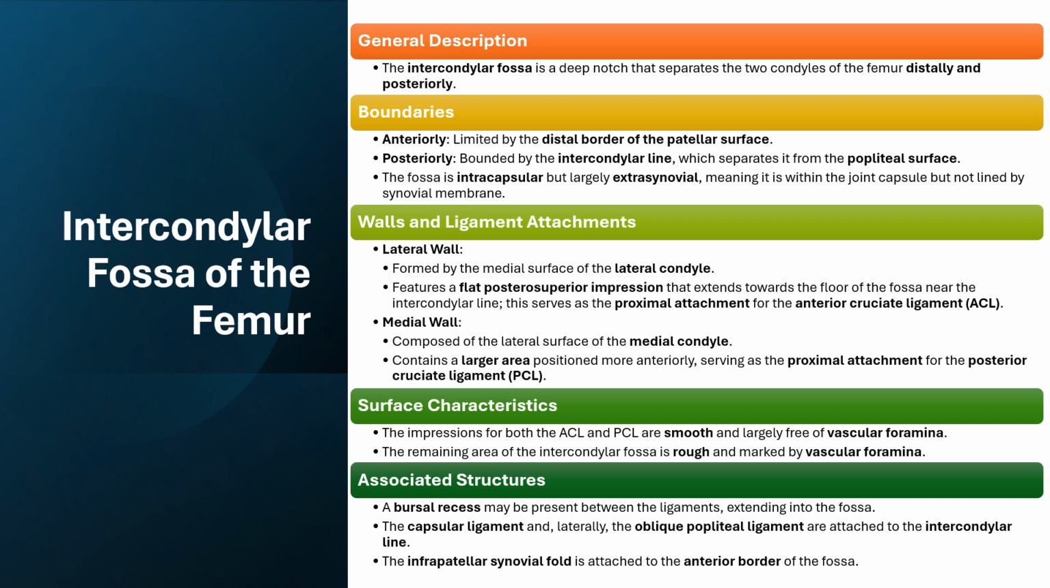Associated structures: a bursal recess may be present between the ligaments, extending into the fossa. The capsular ligament and, laterally, the oblique popliteal ligament are attached to the intercondylar line. The infrapatellar synovial fold is attached to the anterior border of the fossa.